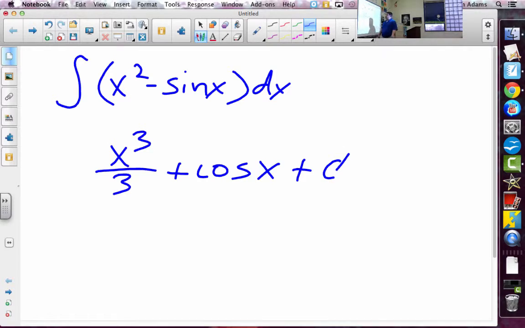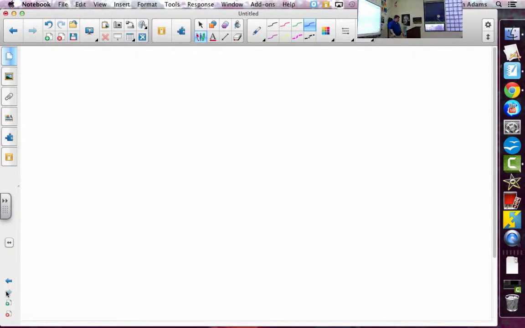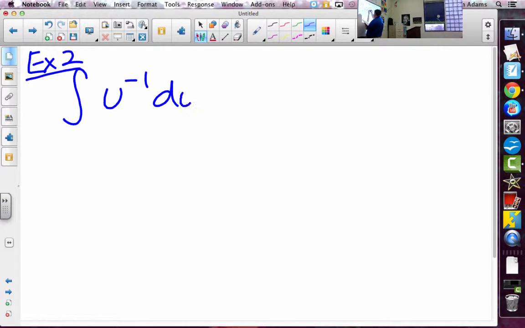Not too hard. Well, that's easy, but sometimes we're not so lucky. So example number 2 is a little different. We're going to ramp things up a little bit. I want to take the antiderivative of u to the negative 1 du. Well, that's the same as saying 1 over u du.